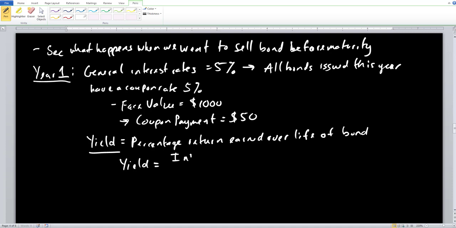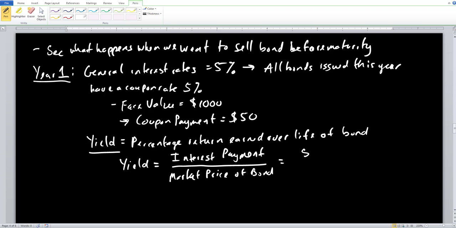So we have a formula that goes along with the yield. It's equal to the interest payment, or the coupon payment, divided by the market price of a bond. Do we have values to insert into this equation? Absolutely. The coupon payment is equal to $50, so we put that on top. And the market price of a bond, remember, because this is our current year, for all new bonds issued during this year, the face value has to equal the market price. So we have $1,000 on the bottom.